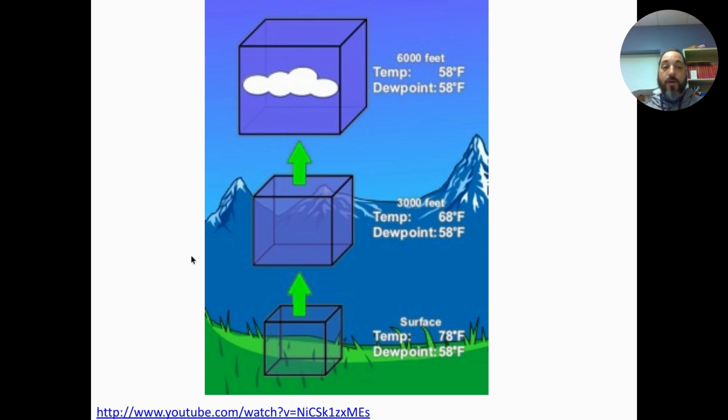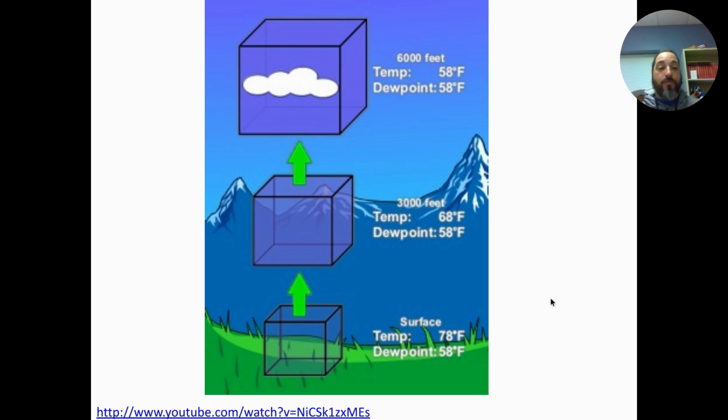Now, how far away the original temperature is from the dew point is going to determine how high up our clouds are. The further those two things are away from each other, the higher up your clouds are going to form. And in fact, if your air temperature reaches the dew point at the surface, it's going to form a cloud at the surface.